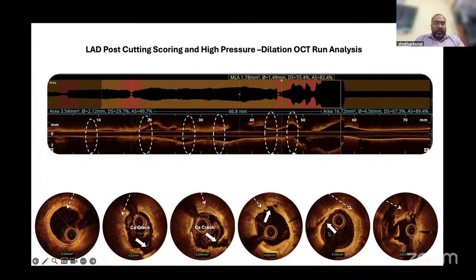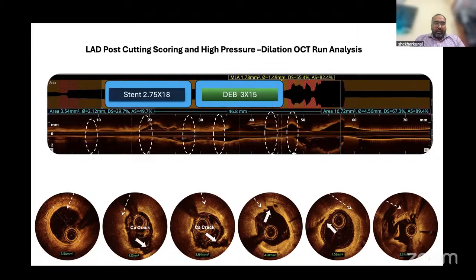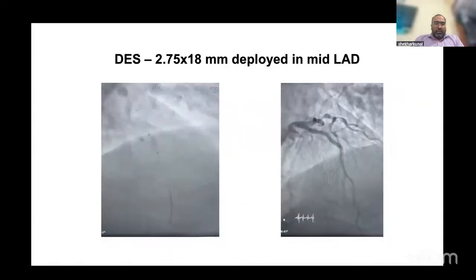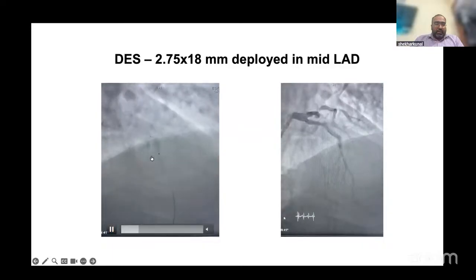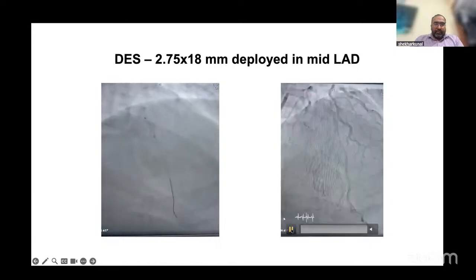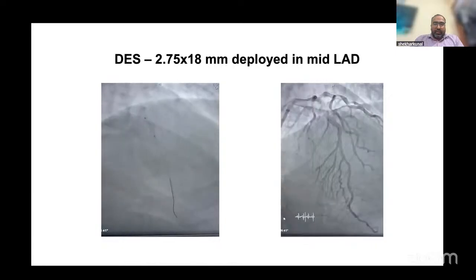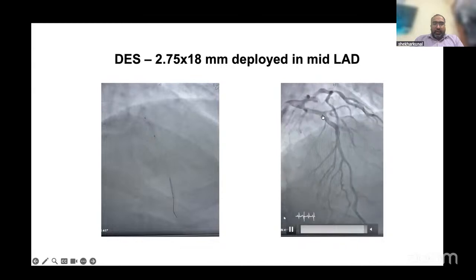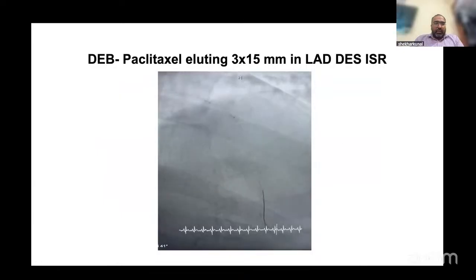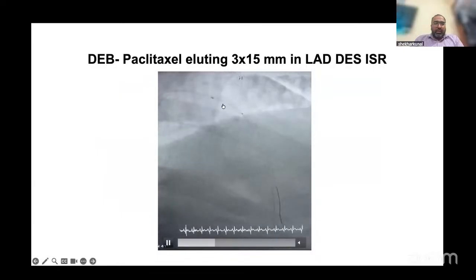We also did a high pressure balloon dilatation in the stented segment. So we planned that at the distal portion, we go for a stent of 2.75 into 18, while in the stented segment we would just go with a DEB of 3 into 15 mm. So we deployed a small stent distally, at the distal edge of the stent. This was the angiographic result post stent deployment in the distal LAD. And then we did a paclitaxel luting DEB in the proximal portion.